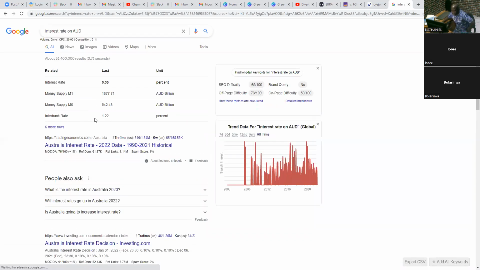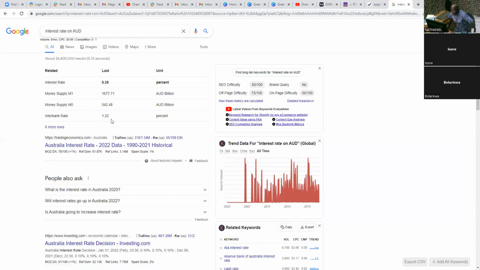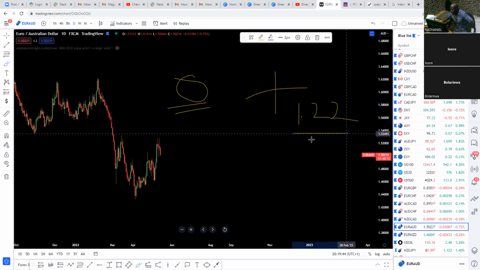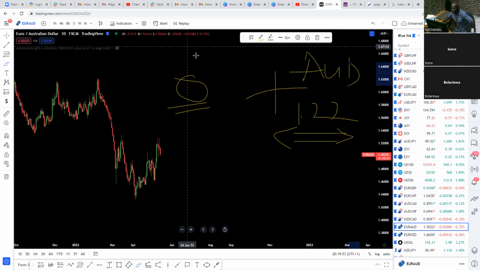All right. Interbank rates last. Can you see? 1.22. You see it? Yeah, 1.22. Now let's go back to the chart. Now coming to the chart now. If you have interest rates where one is 0 and one is 1.22, if you deposit money in that country, which one will you earn better interest? 1.22. Correct, which is AUD.